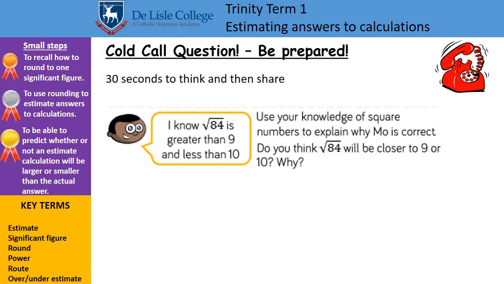So I know the square root of 84 is greater than 9 and less than 10. Use your knowledge of square numbers to explain why Mo is correct. Do you think the square root of 84 will be closer to 9 or 10, and why? Please pause the video as you do this.